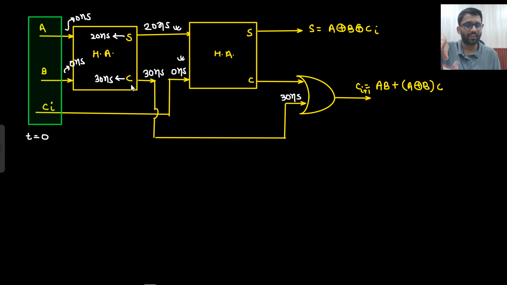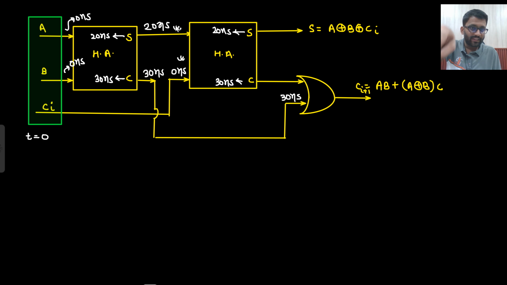So it will take 20 nanosecond time. It will take 30 nanosecond time. Now this has become stable at t equals 0 nanosecond. But this became stable after t equals 20 nanosecond. So this half adder has the capability of giving the output after 20 nanosecond. Say yes or no, right? Now this sum will take 20 nanosecond and this carry will take 30 nanosecond.